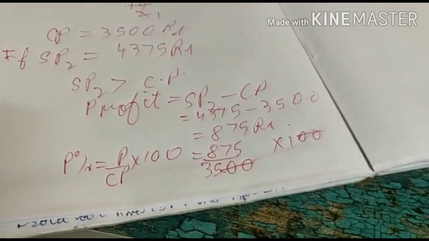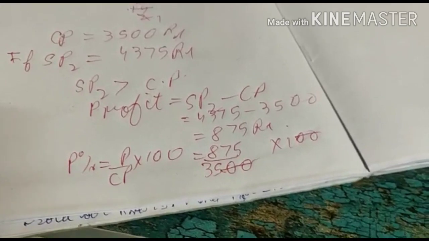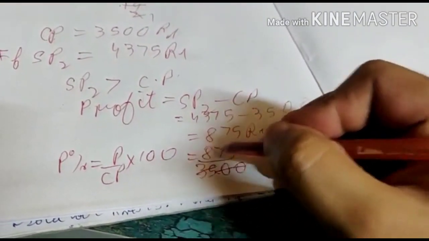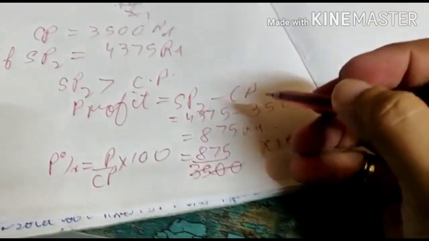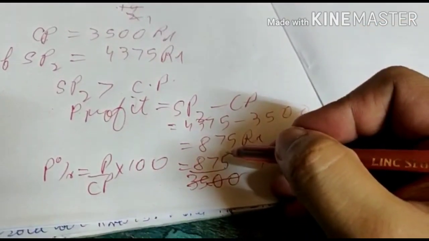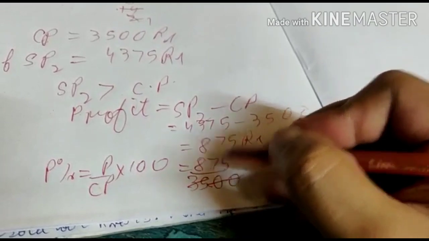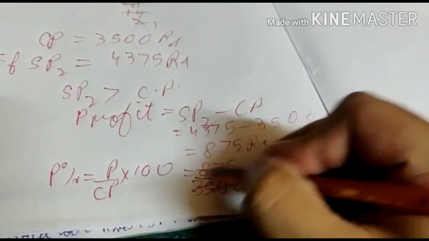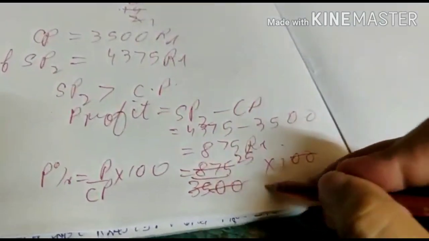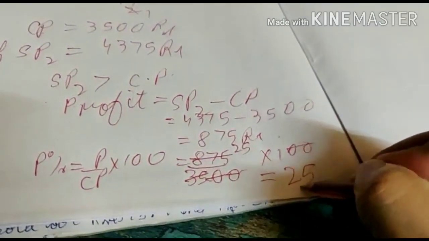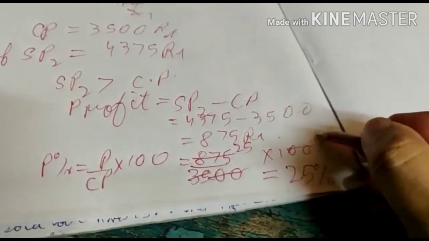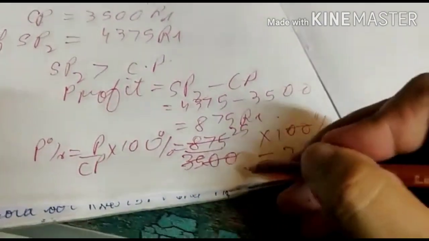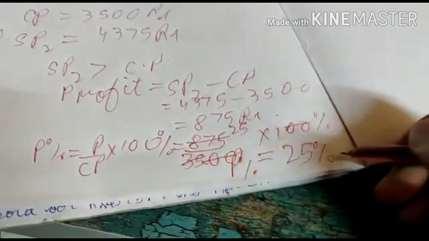It can be exactly divisible by 25. 35 into 25 is 875. 35 twos is 70. 35 20 is 700. We are getting 175 extra, that is 5, so it will be 25. So our profit percent is 25%. This is our profit percent.